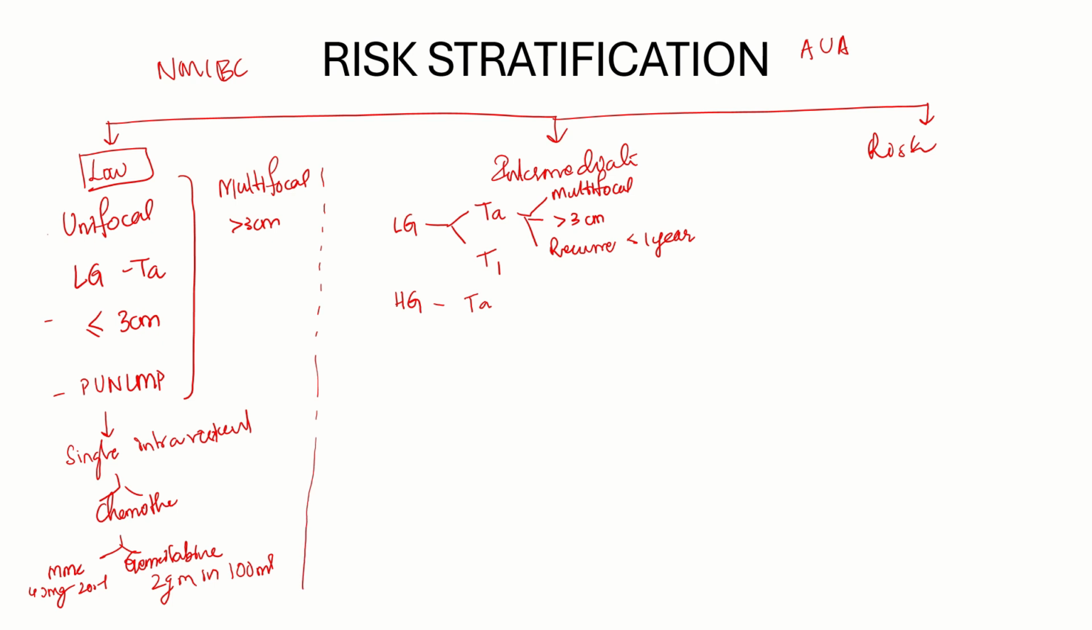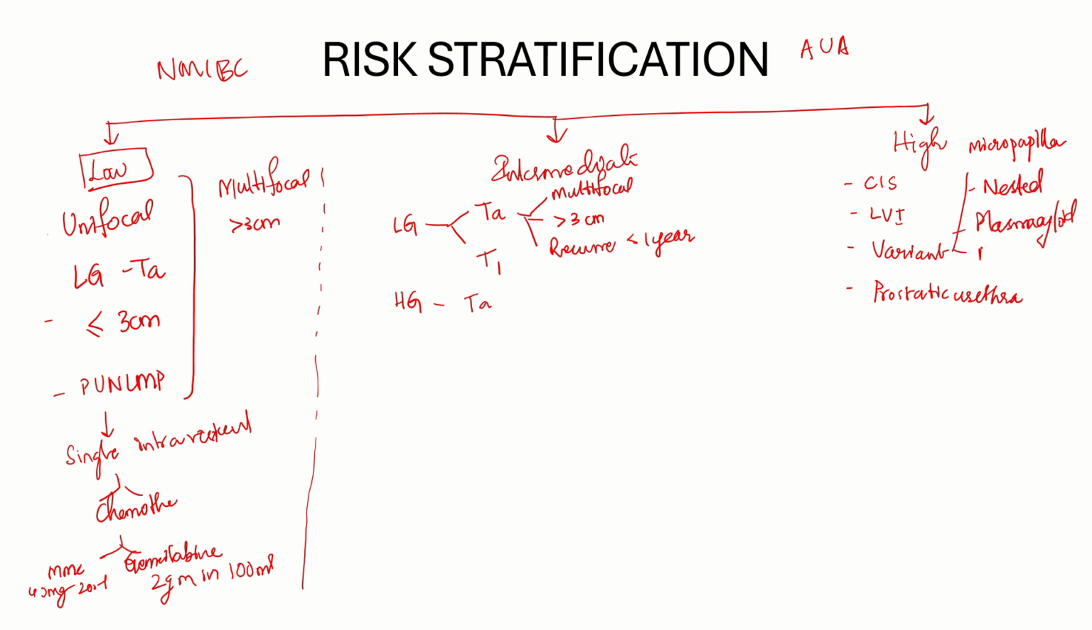Coming to the high-risk groups, anything more than intermediate risk comes under high-risk group. And in addition to it, the presence of carcinoma in situ, presence of lymphovascular invasion, presence of variant histology, and involvement of prostatic urethra come under high-risk group. In variant histology, examples are micropapillary, nested, plasmacytoid, neuroendocrine, extensive squamous or glandular differentiation.